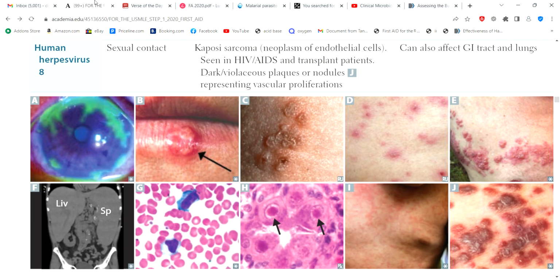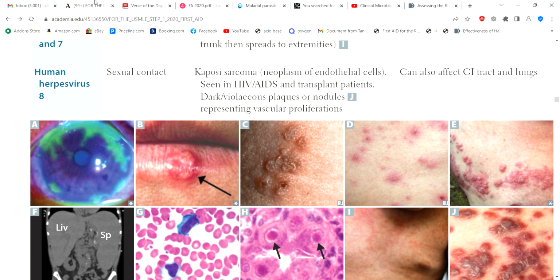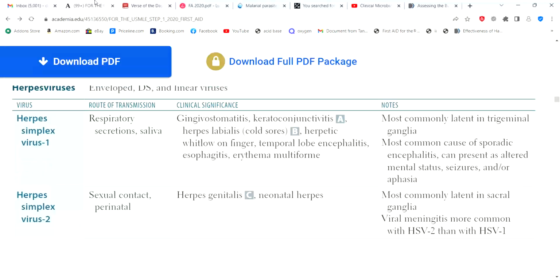Okay. So that's there. Then HSV1 is in the trigeminal ganglia. That's where it sleeps. It's the most common cause of sporadic encephalitis and can present as altered mental status, seizure, and dysphagia.